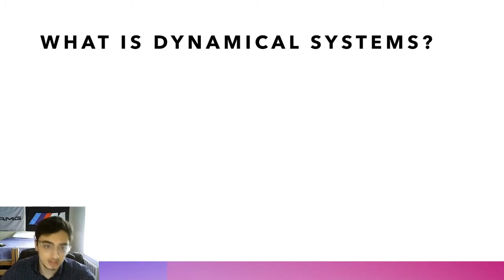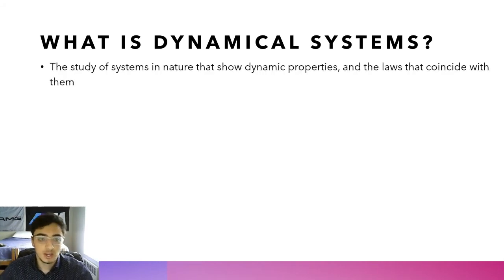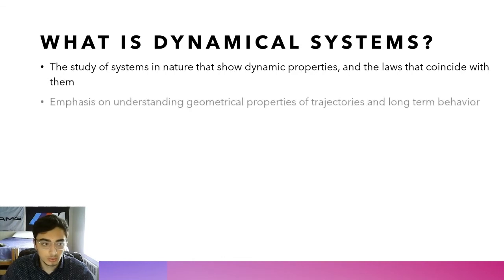To begin, I'm going to discuss what a dynamical system is, because it's a bit of an odd name and it's not exactly very recognizable right off the bat. Essentially, a dynamical system is a system or a being in nature that shows dynamic properties and follows laws or rules that go along with it. That will make more sense as I explain and go through.